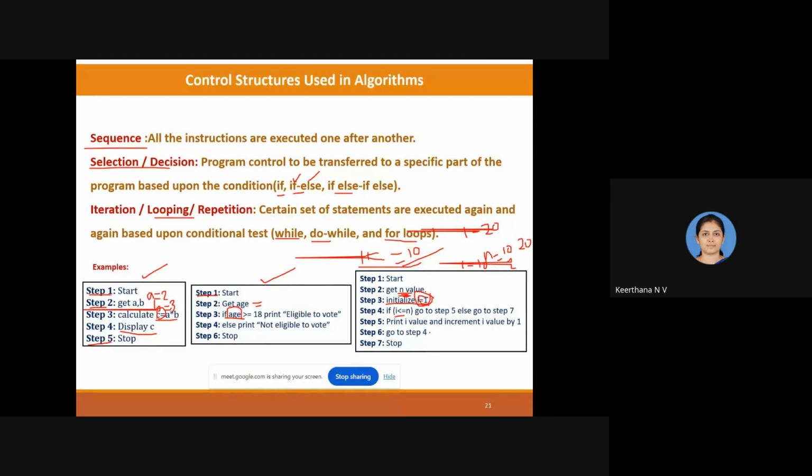It means that I am linking my steps. So again and again, I have to print my value, but I'm going back to step 4. Only when I have reached my limit will I stop my program.